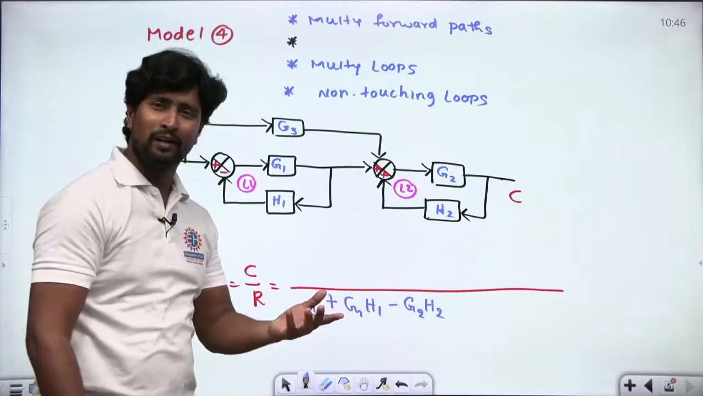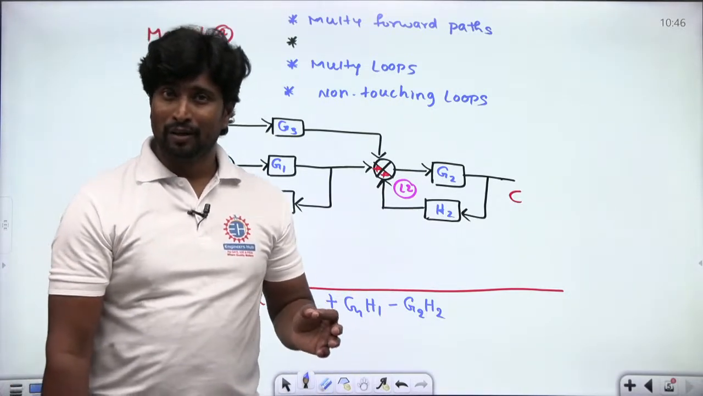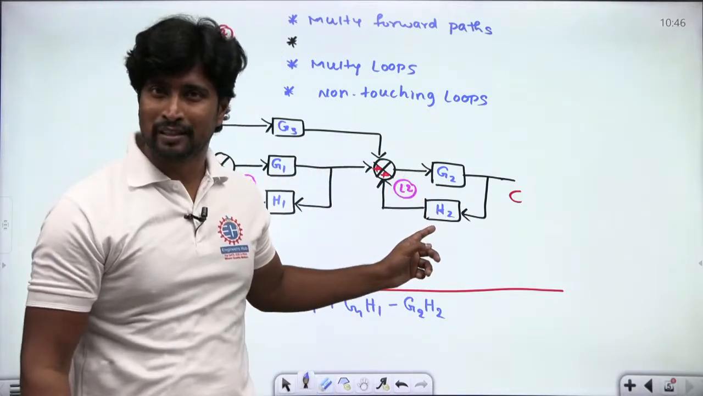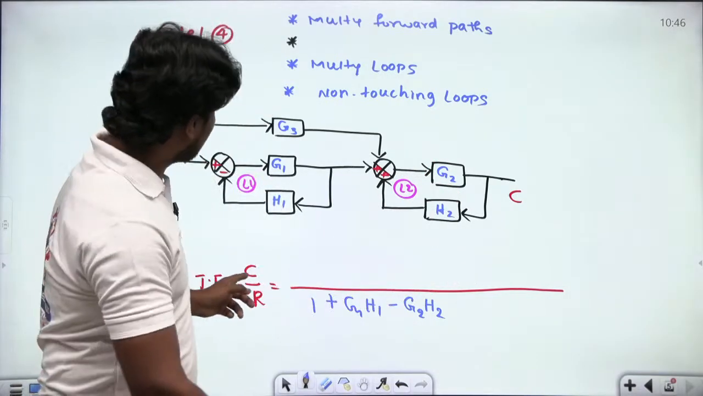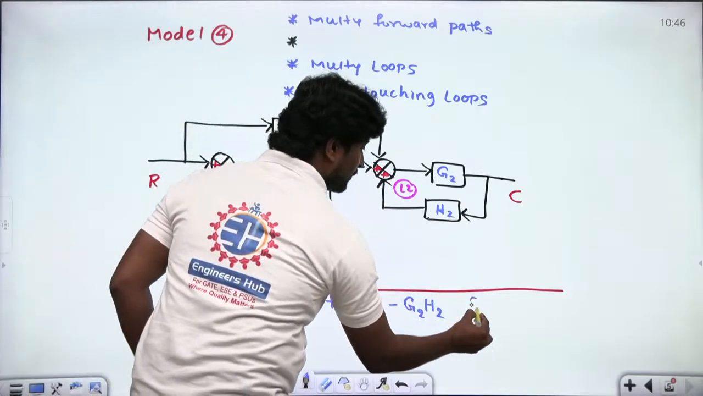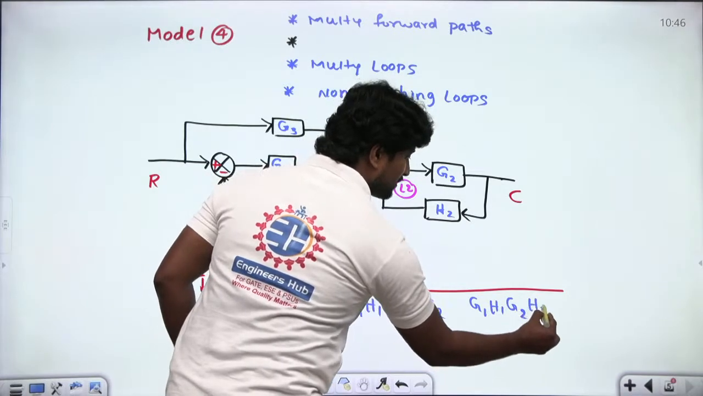Minus. You know well. At the same time, we need to observe whether both loops are touching or non-touching. Check once, it's clearly non-touching. Non-touching means extra term will be generated or not? Yes. What is that extra term? The product. What is the product? G1, H1, G2, H2. Loop 1 and loop 2 product. Already we know.